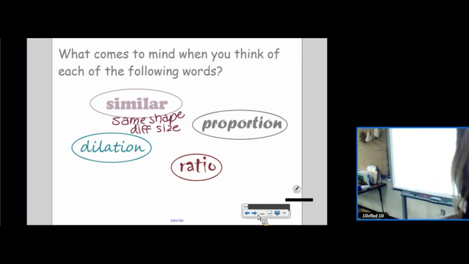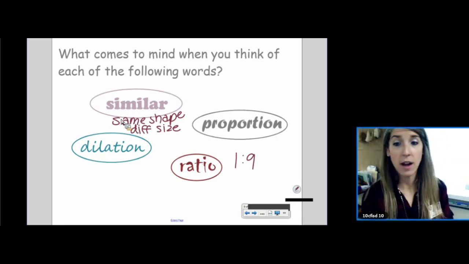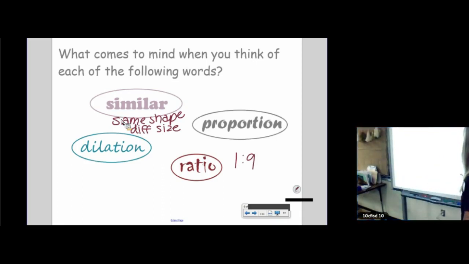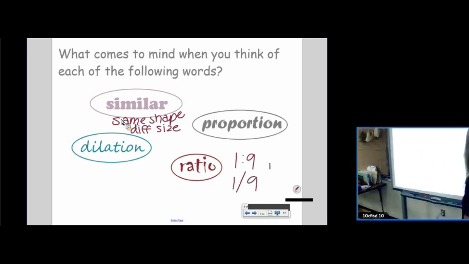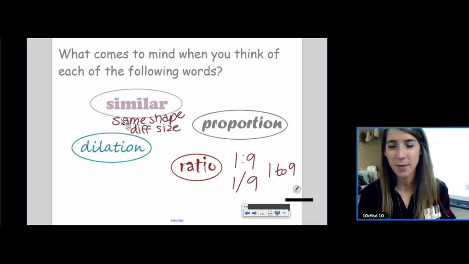A ratio is a comparison of two numbers. We did that in the warm-up today. 1 to 9. That's one way to write a ratio. 1 to 9. That's another way to write a ratio. And 1 to 9 is the third way to write a ratio.